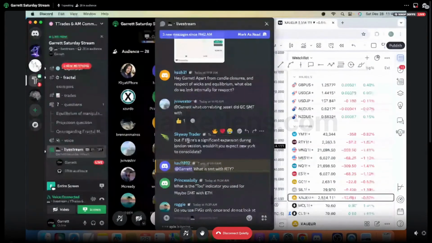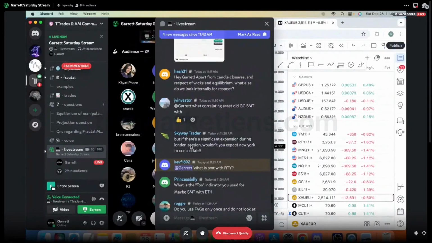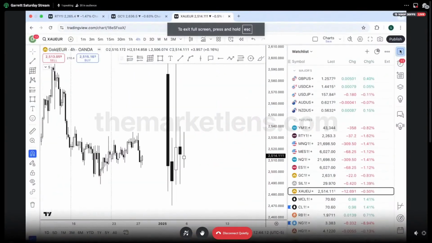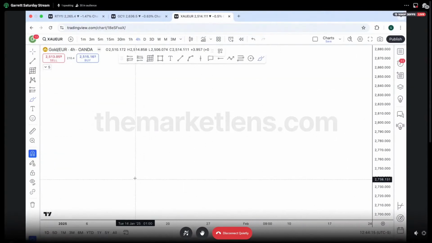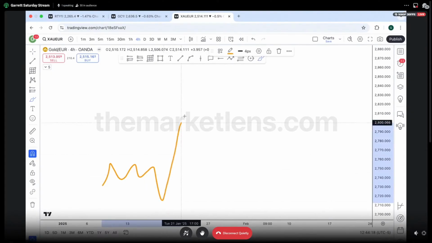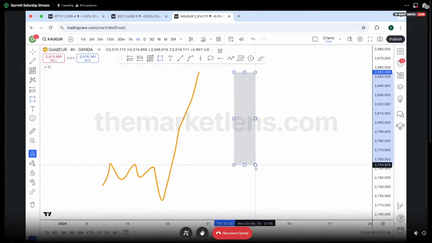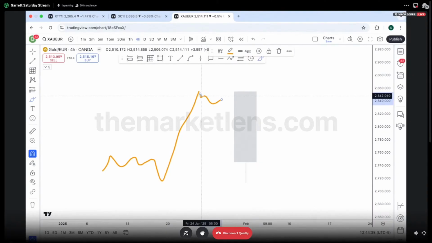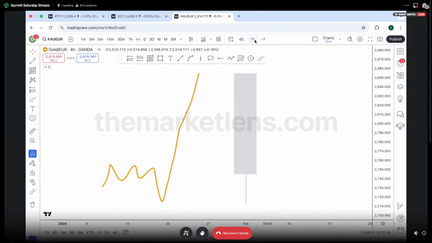But if there's a significant expansion during London session, wouldn't you expect New York to consolidate? That's exactly why I don't trade it. That's my invalidation. Look here, this is in the course, by the way. If London manipulates but also expands, the daily candle is going to look something like this. The range is already developed. After expansion, we can already expect a new phase of price. So we can expect price to retrace or even reverse or consolidate. It's unlikely to just expand again, to have this crazy enormous daily range.